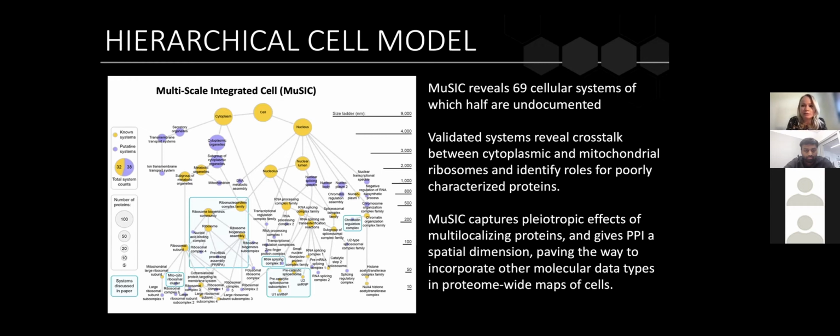And I think what makes this approach powerful is that we call this map MUSIC, multi-scale integrated cell, is that it captures the pleiotropic effects of the multi-localizing proteins and gives protein-protein interactions a spatial dimension. And I also think it's an interesting framework for thinking about how to incorporate other types of molecular data or look at other types of interaction data.